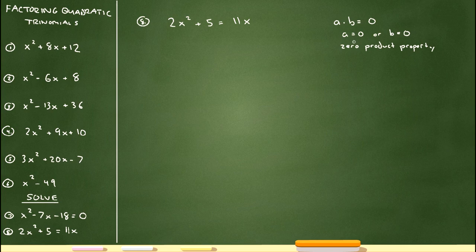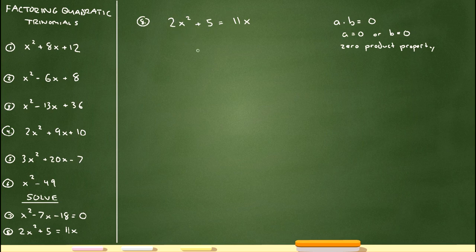Now, we want to be thinking about this property when we see these quadratic trinomials, if we're trying to solve for x here. We could only use this property if we have one side of the equation equal to 0. So, in order to use this, we're going to have to take a look at our equation and somehow get one of the sides equal to 0.